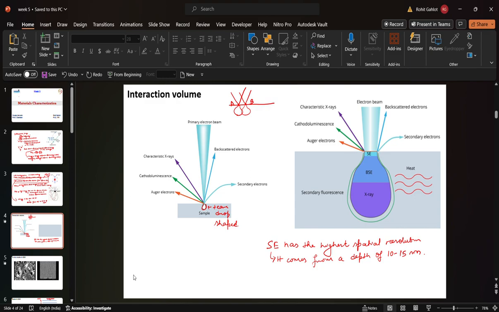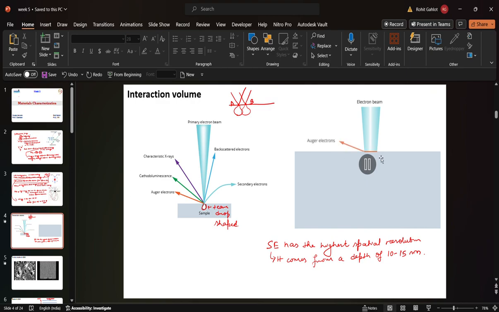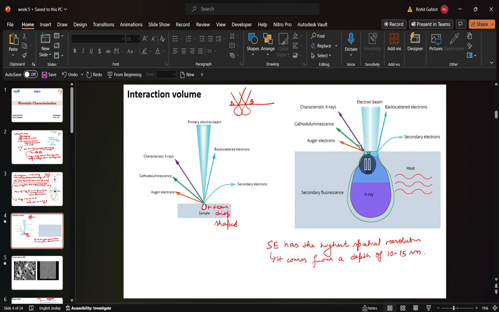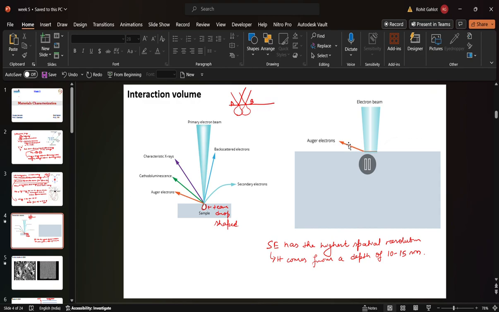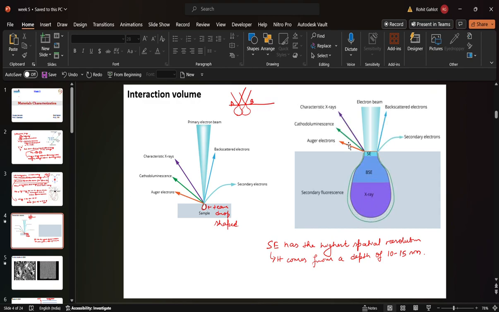You can see here also the different signals. When your electron beam comes in contact with your specimen, different signals like Auger electrons, characteristic X-rays, secondary electrons, backscattered electrons, and cathodoluminescence are generated. These are named as different microscopy also. And then you see the SE, BSE, and X-rays.